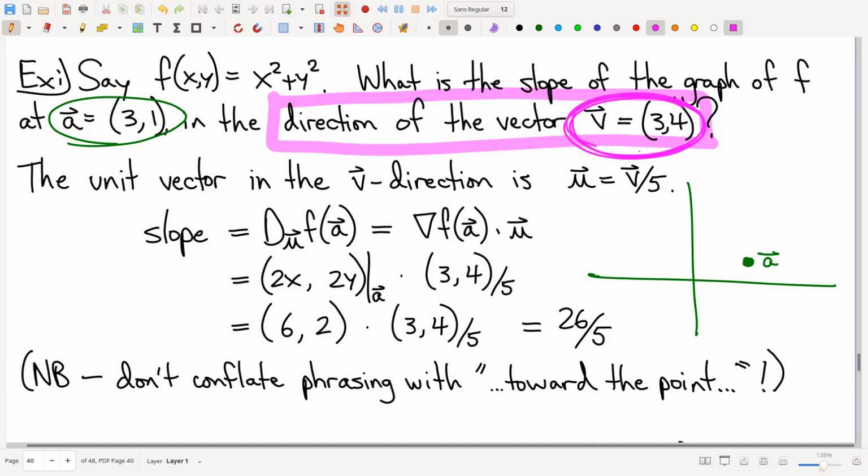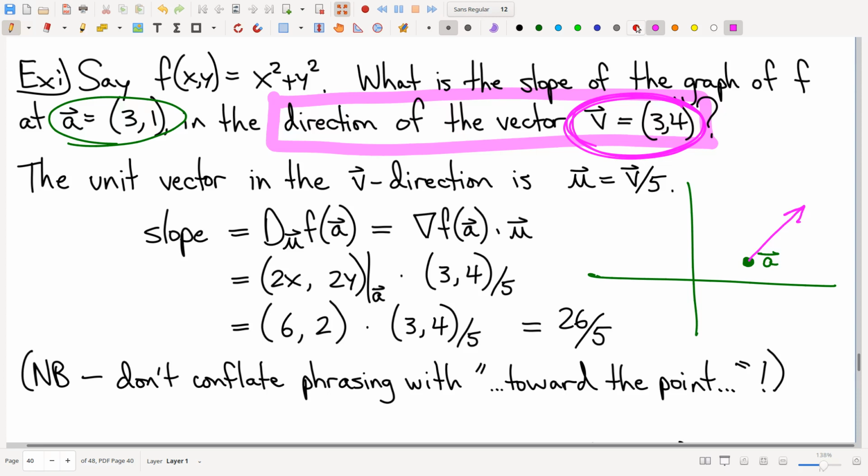Very importantly, a vector, not a point. For one thing, it says vector right there. For another thing, it says the direction of. Points don't have directions. Points have locations. This doesn't say toward the location 3, 4. It says in the direction of 3, 4, that means interpreting 3, 4 as having a direction. That means 3, 4 is a vector. So that vector, 3, 4, is about like that. So again, make sure you interpret this correctly.